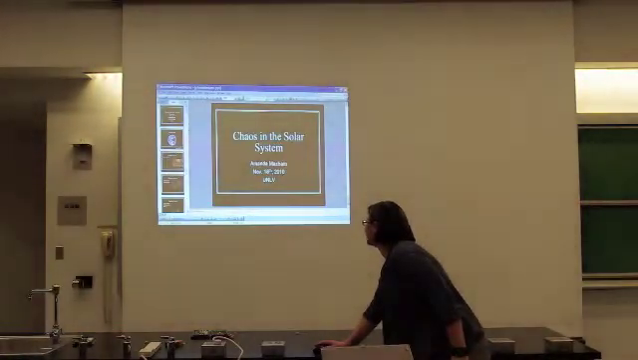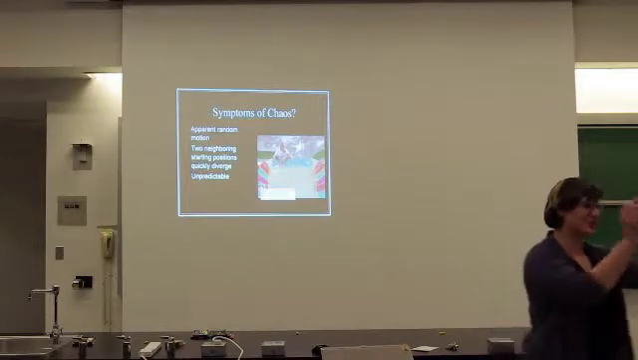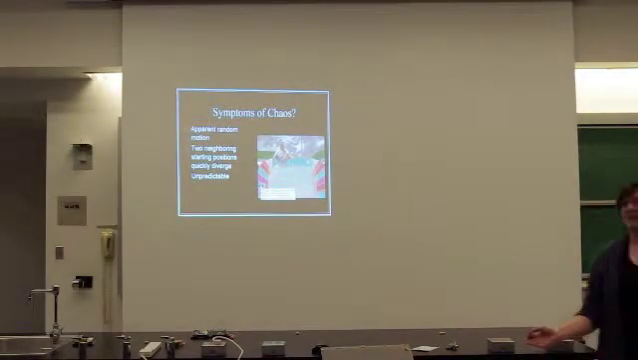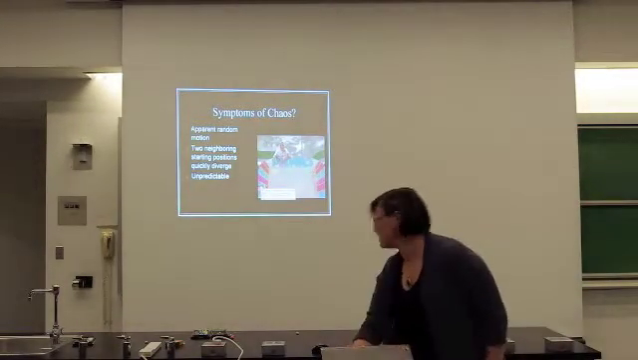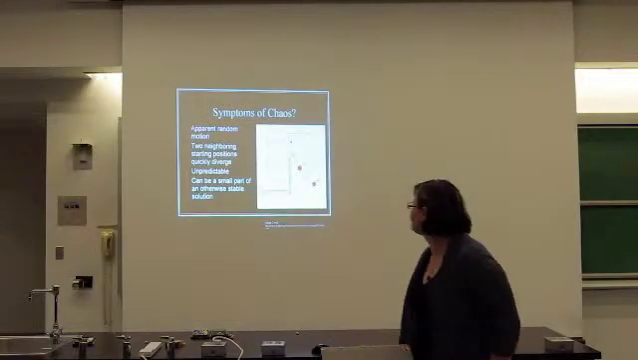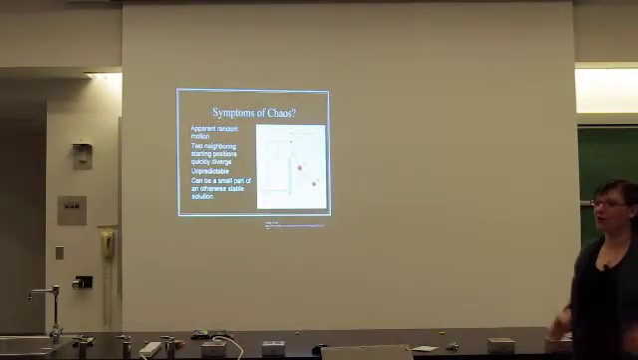Okay, so the motion is unpredictable in that sense, that even if you know two starting positions and they're really, really close together, that doesn't mean that what you see in the end is going to be exactly the same. So that's another condition or symptom of chaos. And furthermore, it can be a small part of an otherwise stable solution.